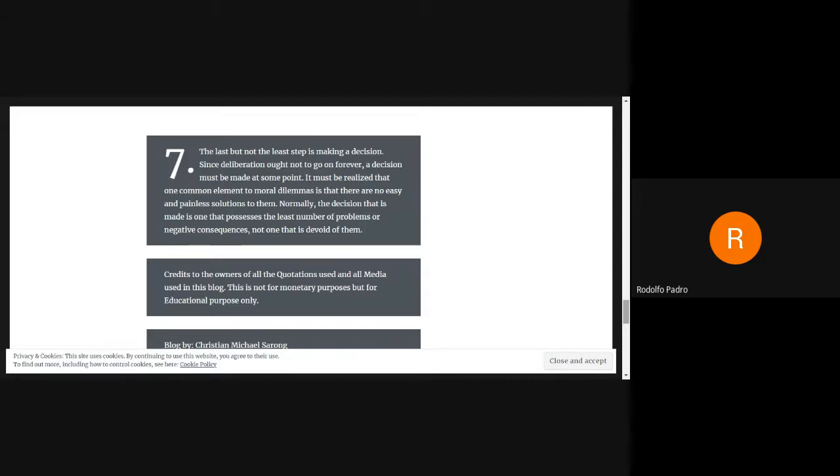Okay? So, by the way, credits to the owners of all the quotations used and all media used in this blog. I was supposed to present my own PowerPoint, but since na-corrupt man, so kanina lang, I will send this one to you so that somehow you can study with this. So, I will be including this one sa ato nga midterm exam. Okay? Please class, study. This is very important. And I will proceed with the next discussion.